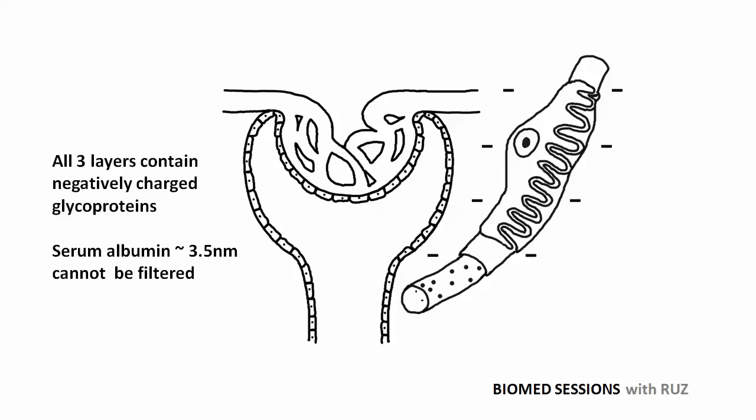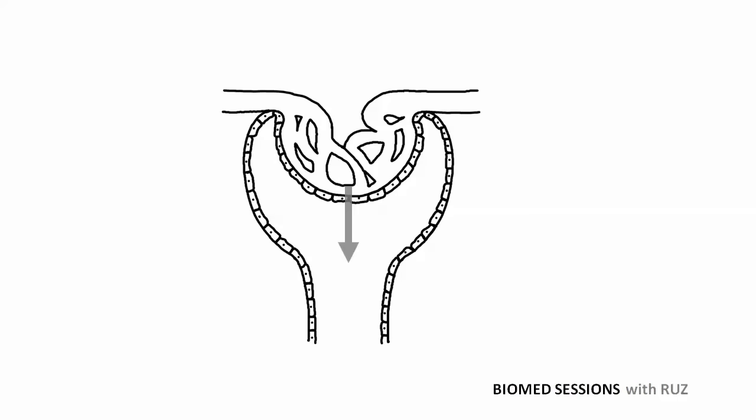As all three layers contain negatively charged glycoproteins, it is difficult for negative molecules to pass through. Hence, serum albumin is not filtered, despite being in the size range. Ultrafiltration of blood to form glomerular filtrate depends on a balance between the forces that favour filtration and those that oppose it. In general, we can refer to these forces as Starling forces.